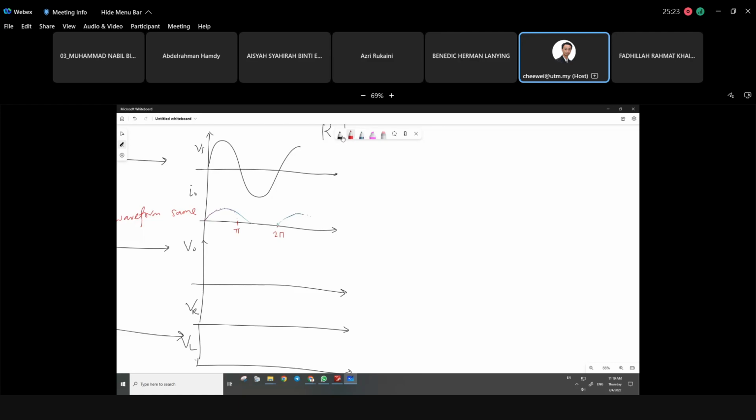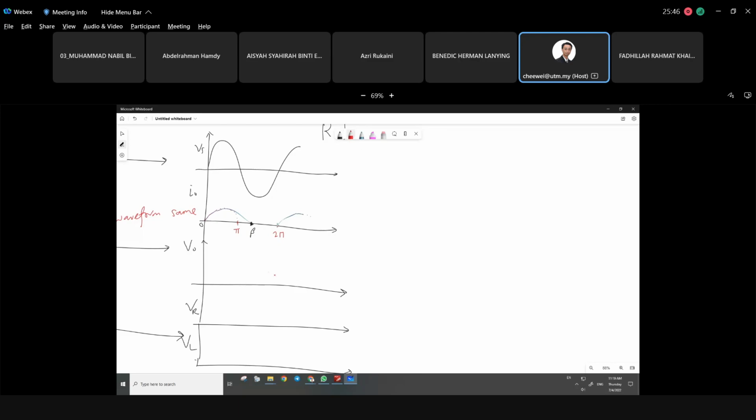Still remember what is the name for the stopping point here? Start from 0, it stops at, what is the name for this point? Extinction angle. The symbol is beta, right? So it's from 0 to beta.